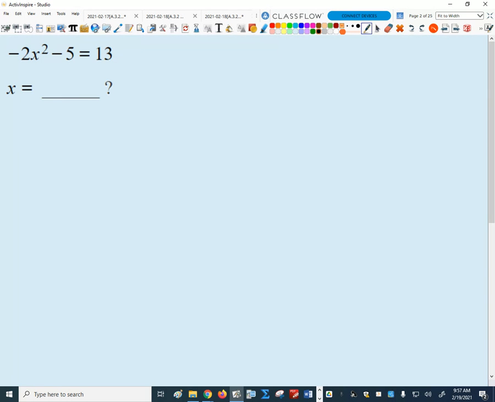Somebody just say it out loud. Just walk me through it here real quick. What am I doing first? Okay, I'm adding 5. Good. So I get negative 2x squared equals 18. Now what? Divide by negative 2. Everybody agree?